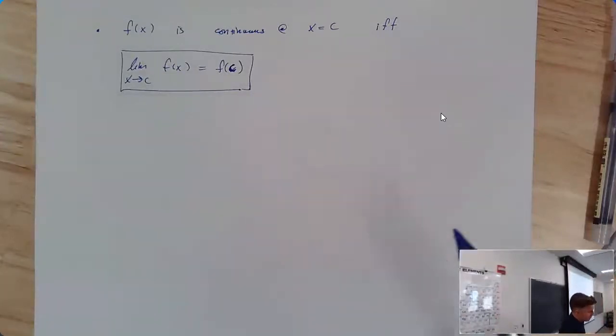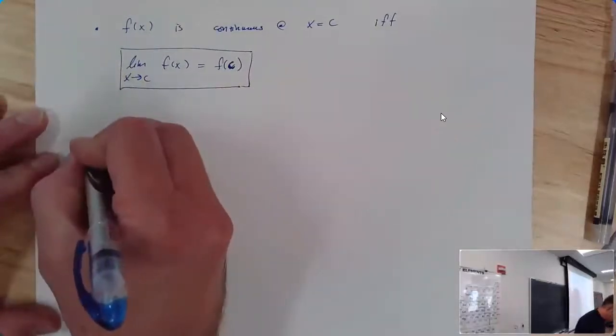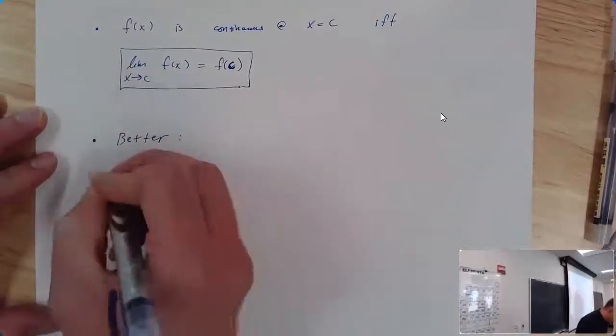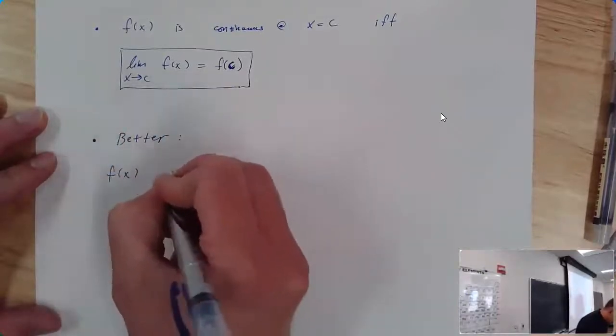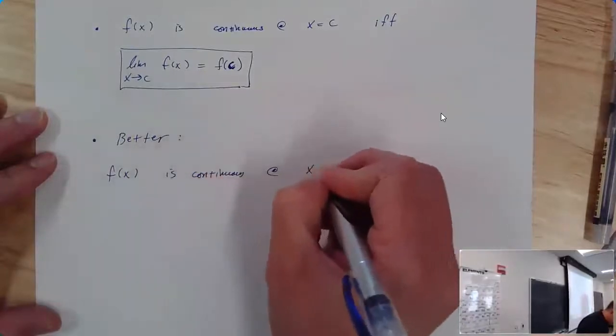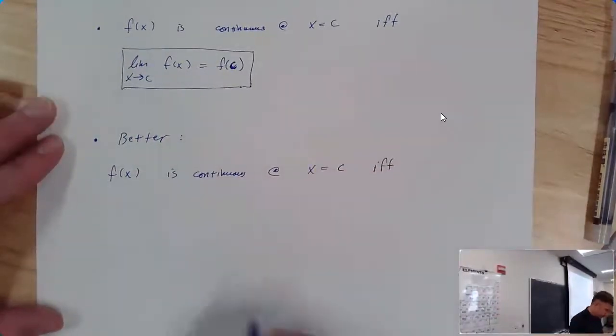Now, when I'm trying to show a function is continuous or discontinuous, I still go through the process. Books will often say, here's the definition: the limit as x approaches c has to equal the function. What we really want to do is a three-step process. So really, the better way of doing this is to say the following. f of x is continuous at x equal to c if and only if you meet the following three conditions.